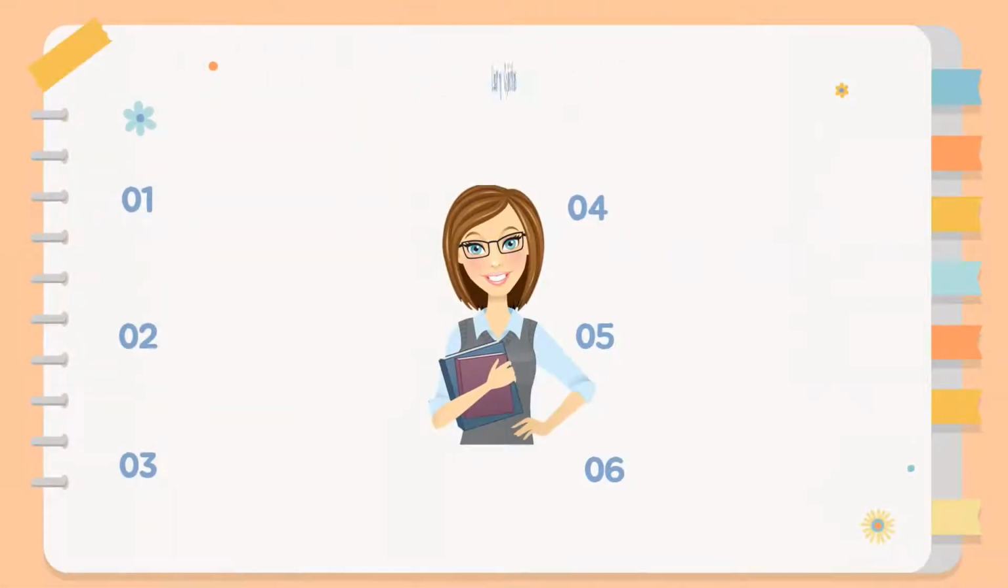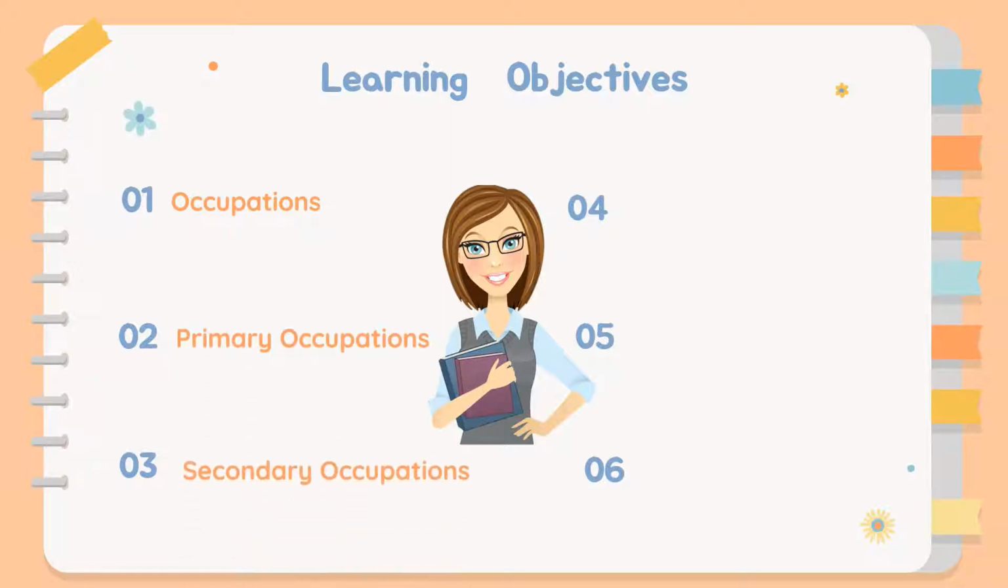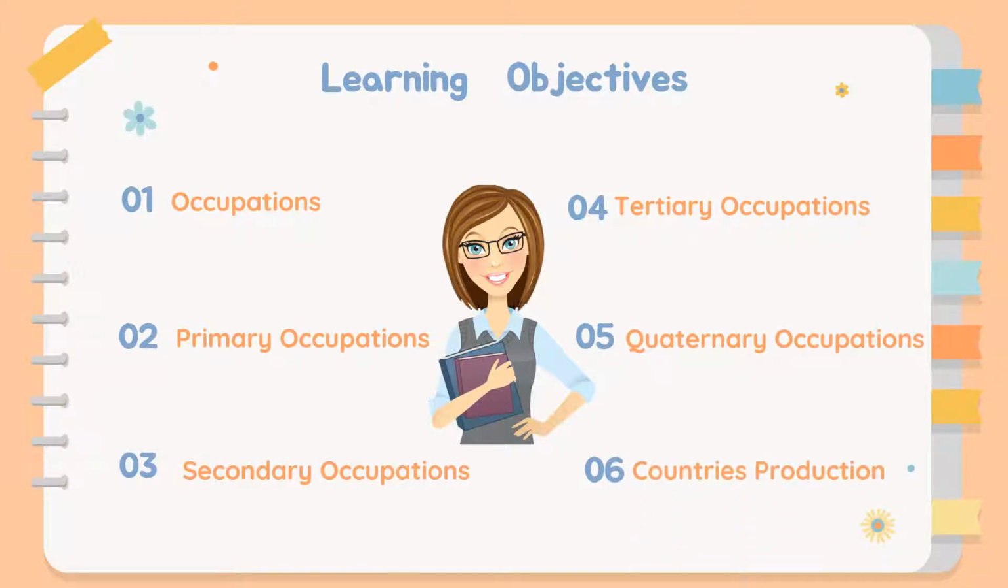In the previous chapter, we looked at what energy resources are and the different types of energy resources. In this chapter, we are going to look at the meaning of occupations and the different types of occupation, that is primary occupation, secondary occupation, tertiary occupation, and quaternary occupation. And finally, we look at different countries' production as per their occupation.